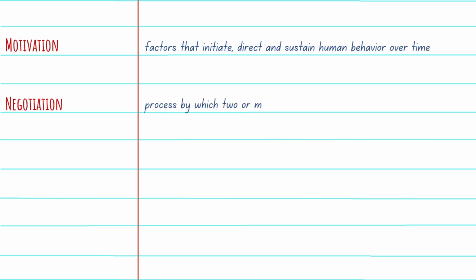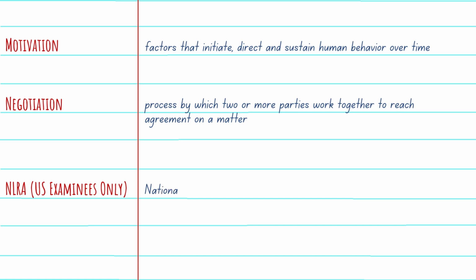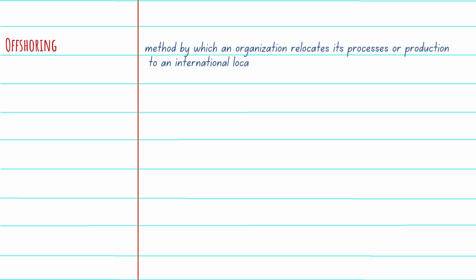Negotiation is the process by which two or more parties work together to reach agreement on a matter. NLRA stands for National Labor Relations Act. Offshoring is a method by which an organization relocates its processes or production to an international location through subsidiaries or third-party affiliates.